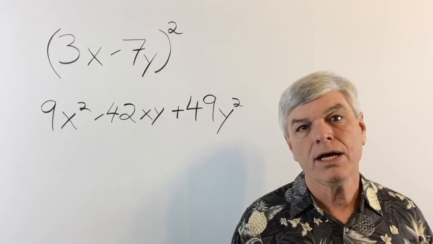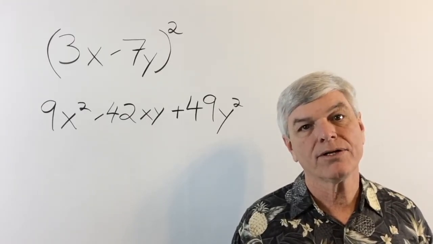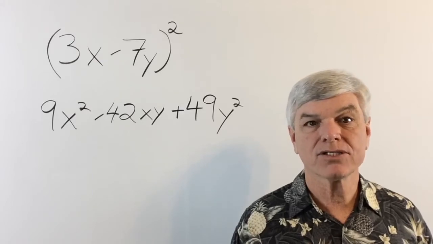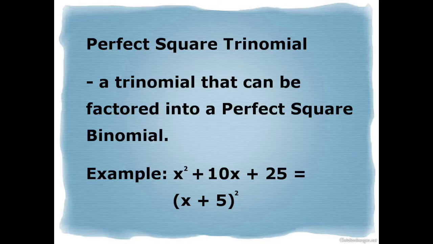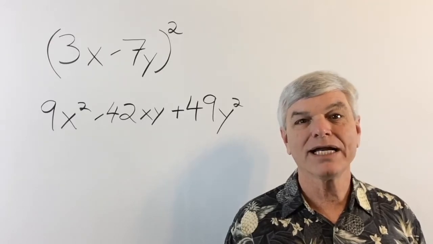And by the way, when you multiply a perfect square binomial, you end up with a perfect square trinomial. A perfect square trinomial is a trinomial that can be factored into a perfect square binomial. Example, x squared plus 10x plus 25 equals x plus 5 squared. So that square works both ways, coming and going.